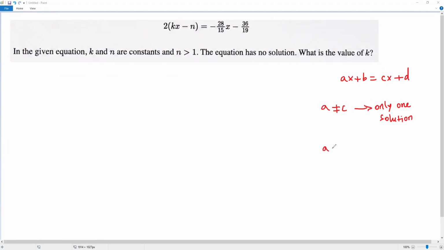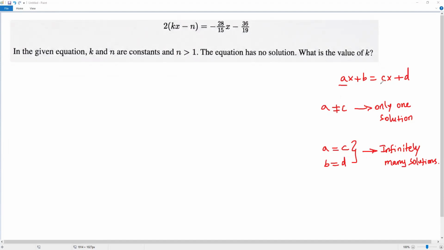Now let me consider the second case. That is, the coefficient of x on the left side, coefficient of x on the right side are equal. The constant on the left side b, the constant on the right side are also equal. That is, b equals d. In this case, the given equation will have infinitely many solutions. Let me write the stuff over here. Infinitely many solutions.